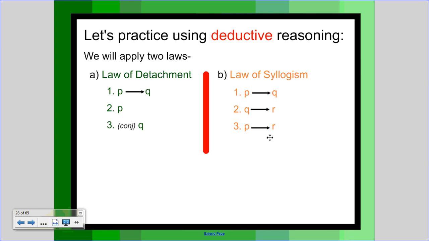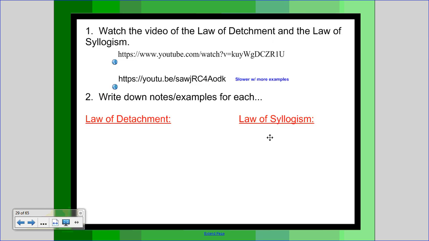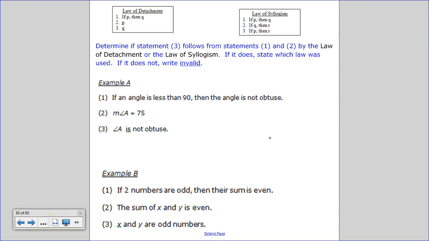So let's practice using both the law of detachment and the law of syllogism. On both of these examples, they've written all three statements, and our job is to determine if the third statement is a valid conclusion based off of the previous. So I'm going to do example A, and I'll leave you to do example B on your own.